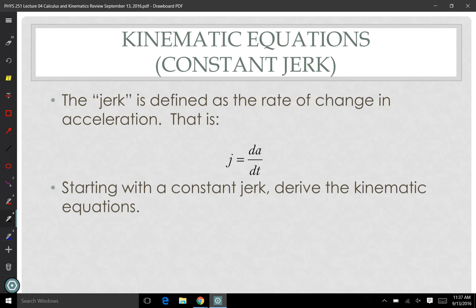Okay, so let's go to this one. Let's suppose we have a constant jerk. Now, the kinematic equations that the other class knows are the kinematic equations for, well, it is a constant jerk, but it's a jerk of 0. That is for a constant acceleration. So this is just going one step further and saying, let's say the acceleration is changing at a constant rate.